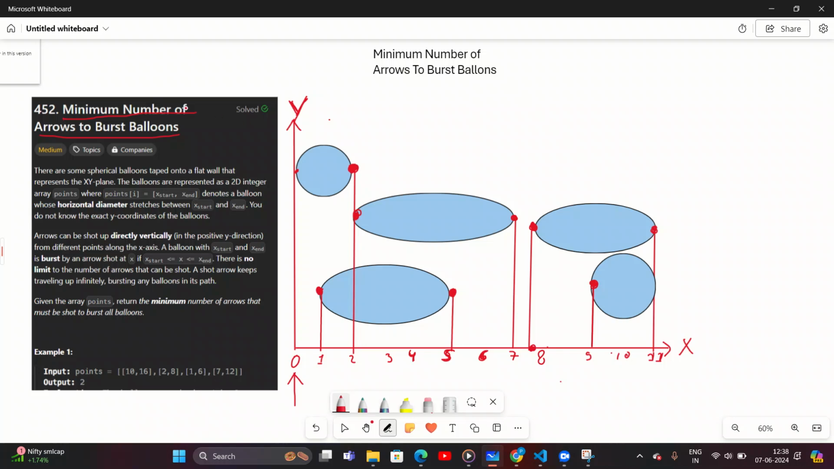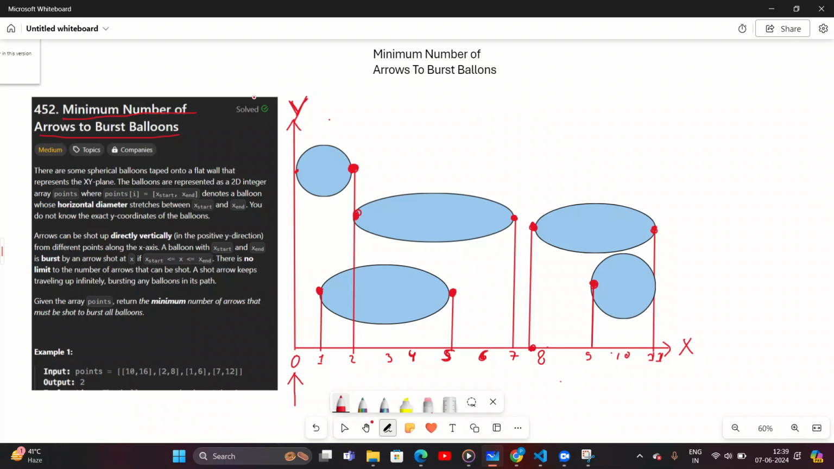As the problem statement is telling, there are some spherical balloons taped onto a flat wall that represents the xy plane. The balloons are represented as a 2D integer array where points[i] = [xstart, xend] denotes a balloon whose horizontal diameter stretches between xstart and xend. You do not know the exact y coordinates of the balloon.